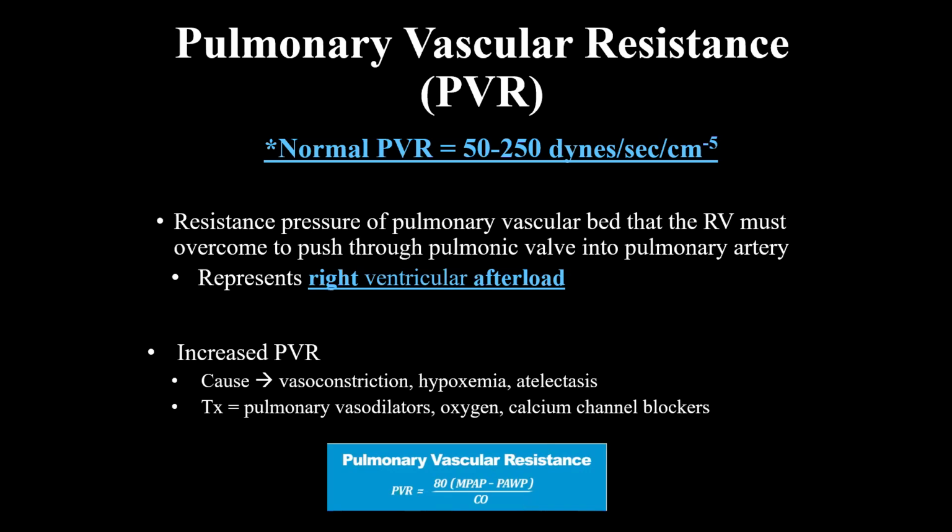So if you look at the PVR, the right ventricle is not as strong a contractor as the left. The left is the big guy, so the number is going to be higher in the left. But for the right ventricle, 50 to 250 is a normal pulmonary vascular resistance number. An increase could be because of vasoconstriction or hypoxemia or atelectasis.